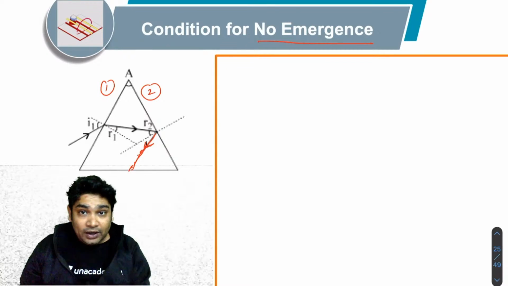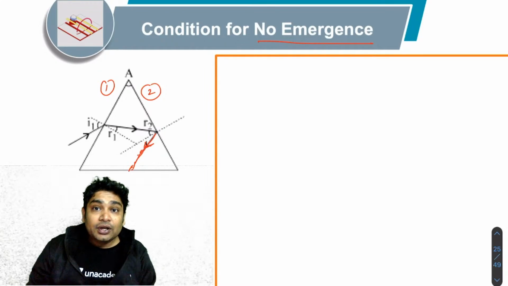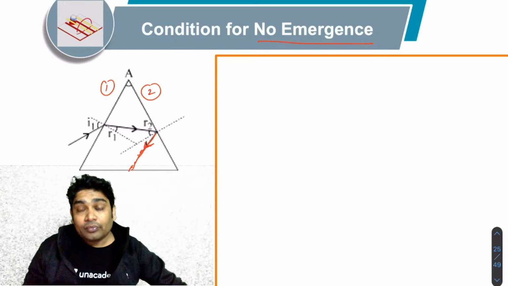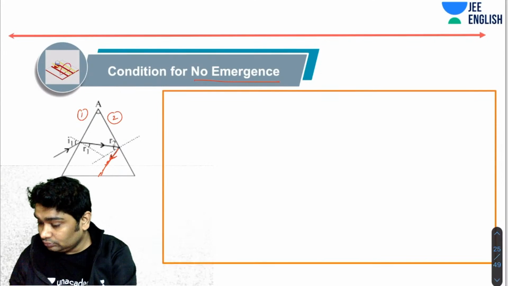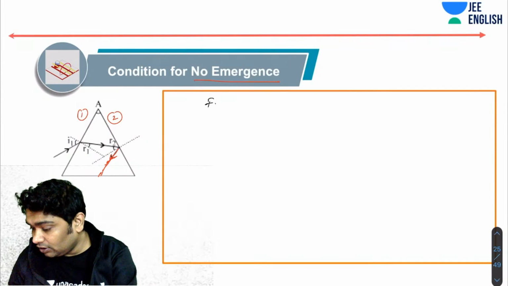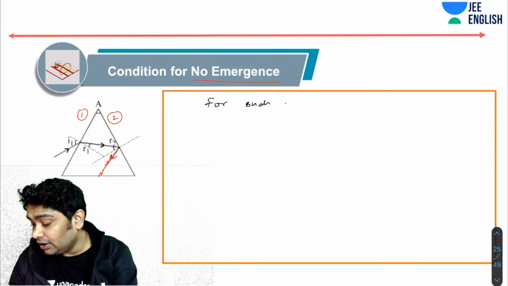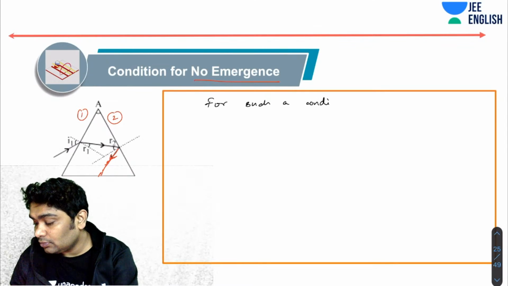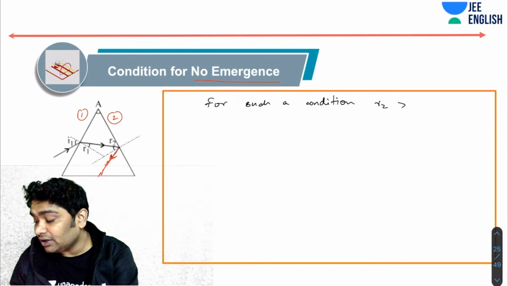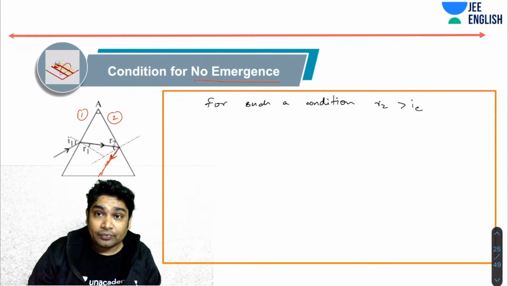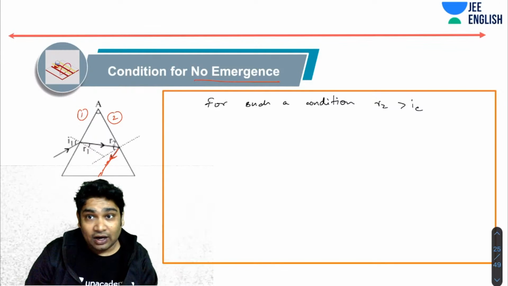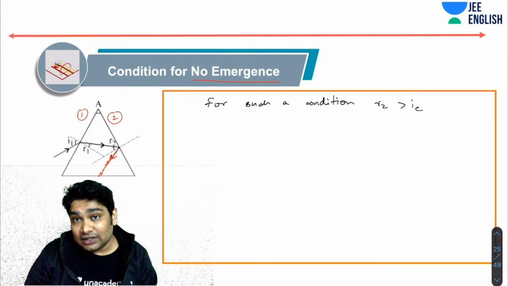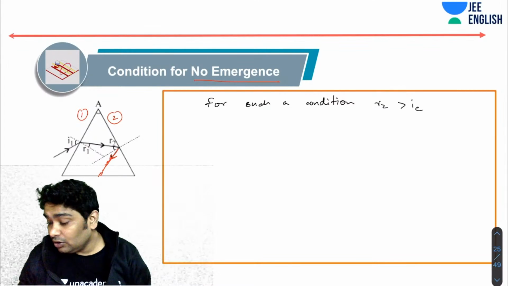So what do you want for such a thing? For such a thing to happen, you know that R2 should be greater than IC, IC being the critical angle. Agreed? If R2 becomes greater than IC, then this will happen. There will be no emergence, right?